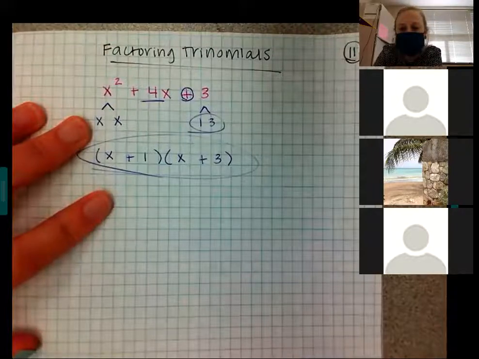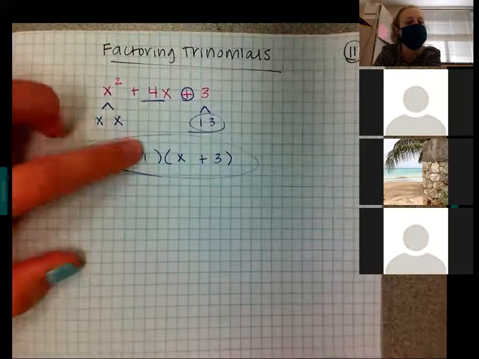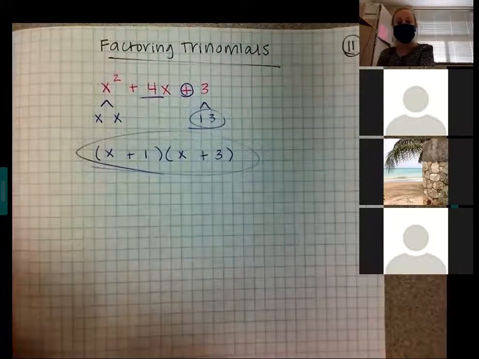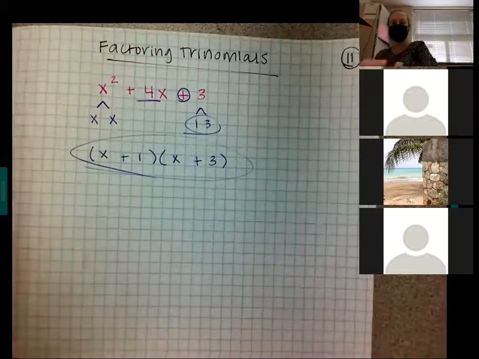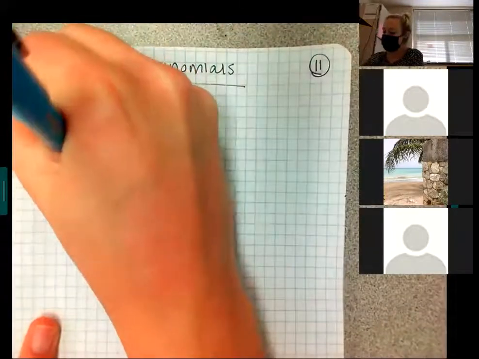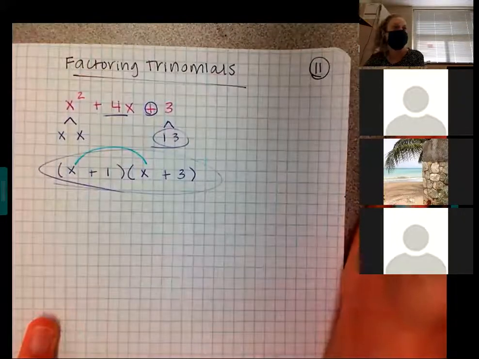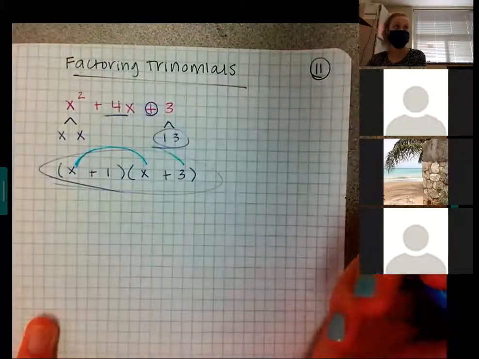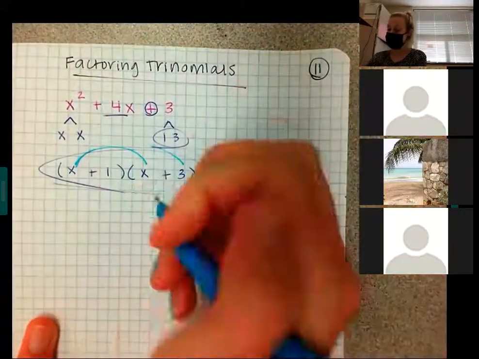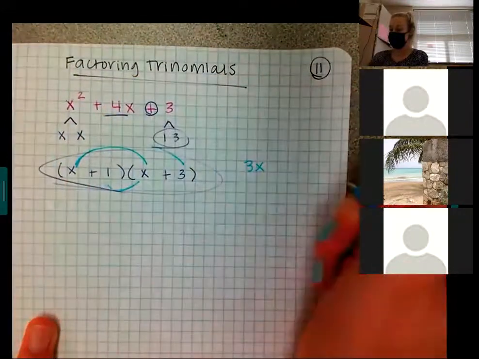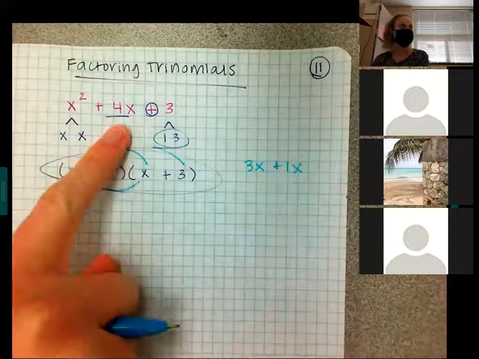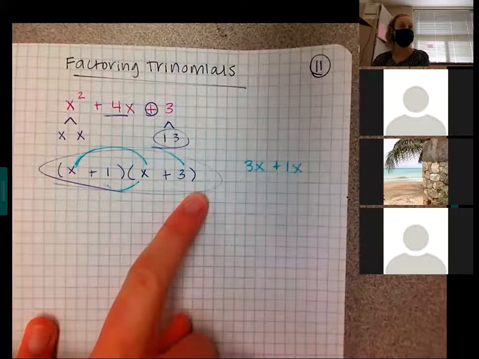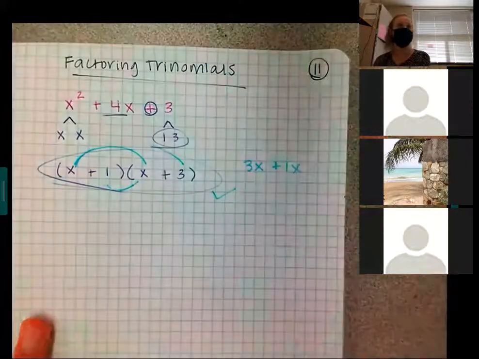How can we check this and make sure these are the two factors that'll multiply to give me that? What can I do? Foil it back out. Good. So if you did foil this, I grabbed a highlighter instead of a marker. If you did foil, I want y'all to watch. What's x times x? X squared. What is x times 3? 3x. Now do the inside. What's 1 times x? 1x. So if you add those, you get 4x in the middle. Okay. And then what's 1 times 3 on the end? 3. Right. So these are the two factors.